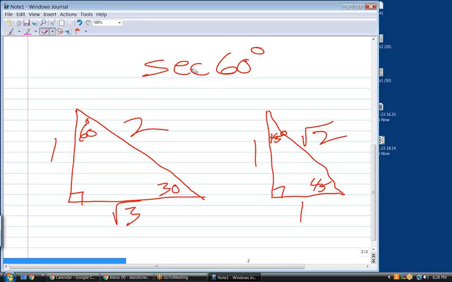Incidentally, the secant of 60, the way I do this is, well, I figure out what the cosine is. The cosine, right. And then I flip it. So the cosine of 60 is 1 over 2, so it's going to be 2 over 1. Correct. It's going to be 2. That's the way I tend to work with the three secondary functions.